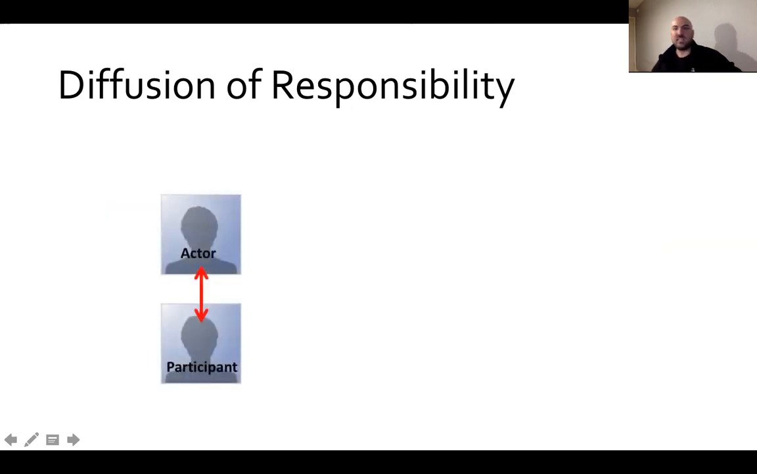So to test this in a really creative way, Darley and Latané, did the first diffusion of responsibility study. Anyway, not important, because who cares what the psychologists' names were.